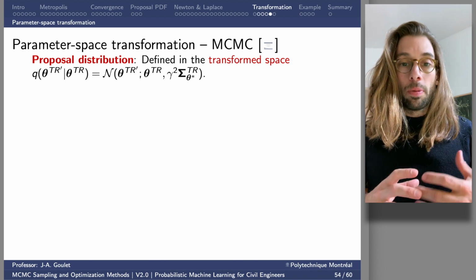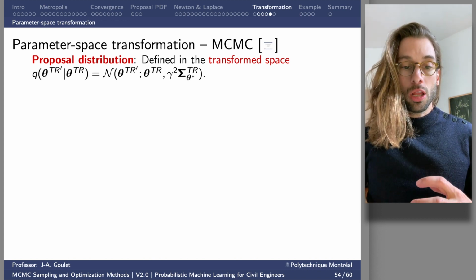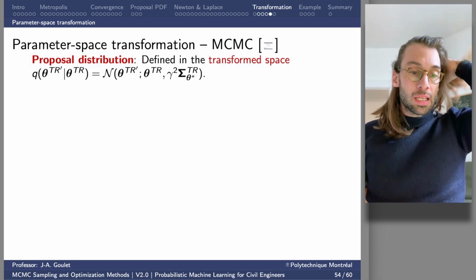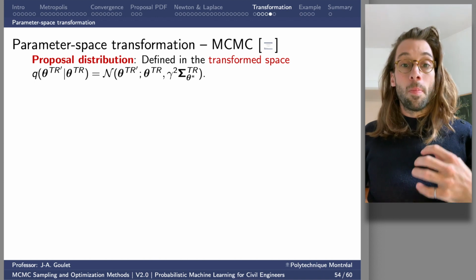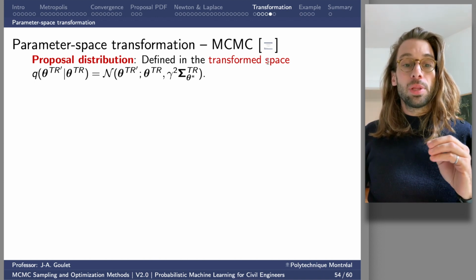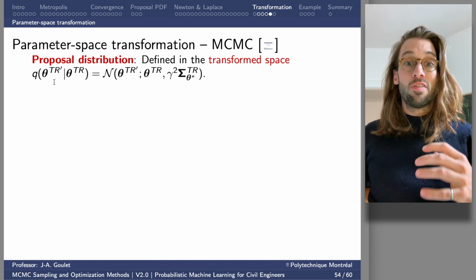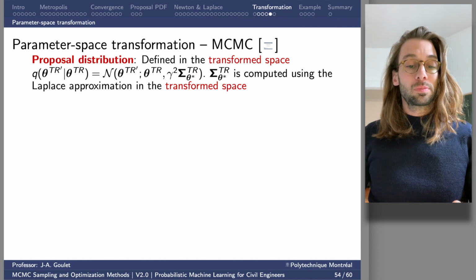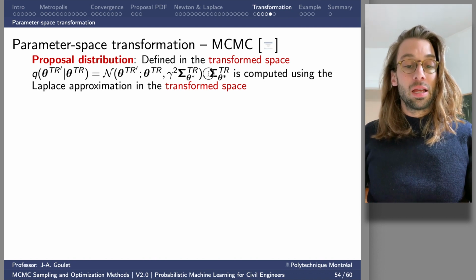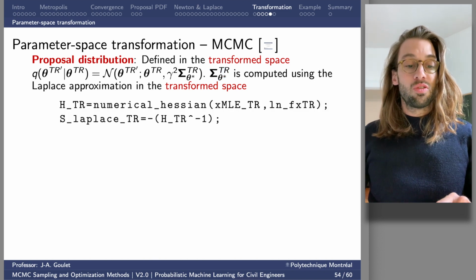So if we want to apply the same parameter space transformation for Markov chain Monte Carlo, what we're going to do is define our proposal distribution in the transform space, because all the sampling is going to be done in transform space. So now I'm going to have a proposal distribution defined in the transform space, where my covariance matrix is going to be evaluated in the transform space.